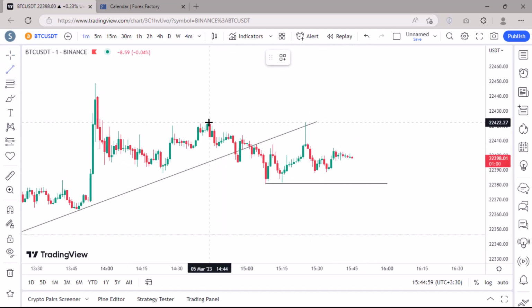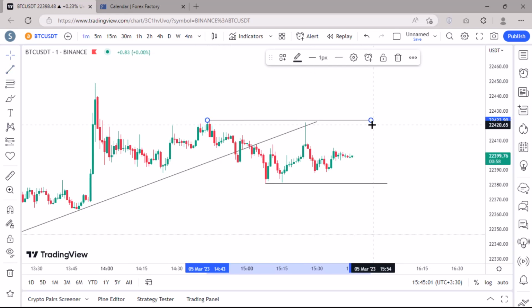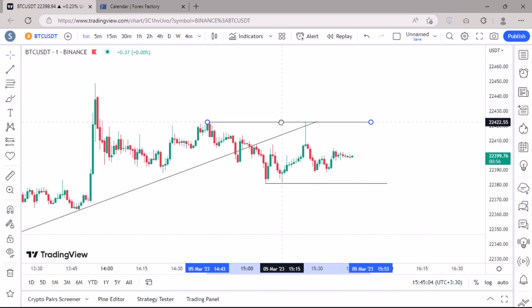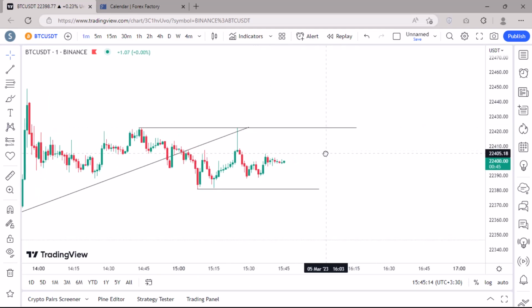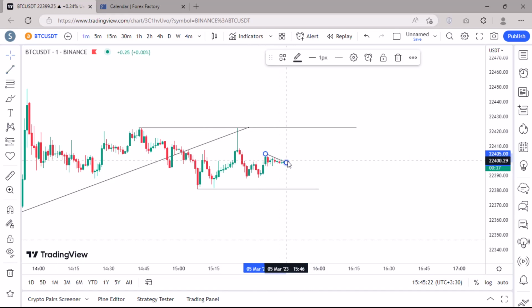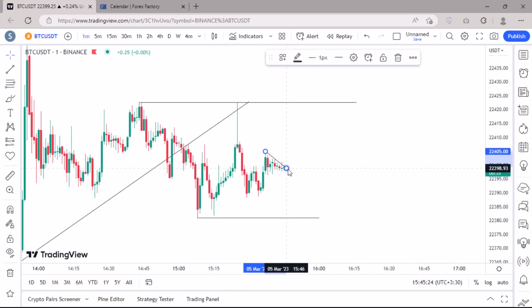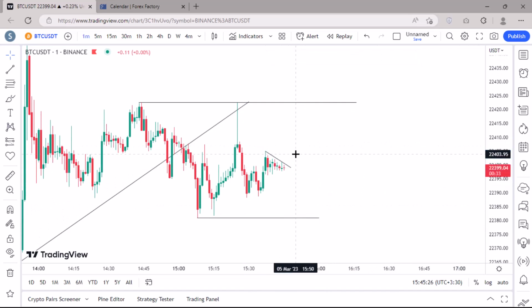Also we do have this resistance line here. Let me draw this properly, yeah, which reacted here too, and we could have an order here and go for sell positions. In the future, let's wait and see what's going to happen with the price. We also have this trend line here, which is like this. When we see this small shadow, we extend it. And also we do have this one.